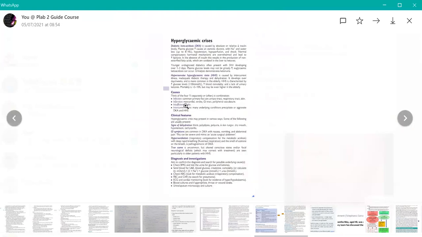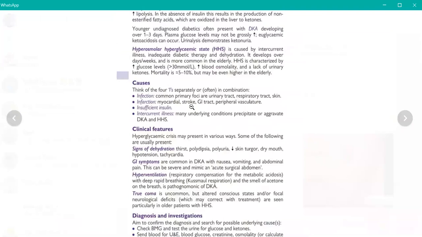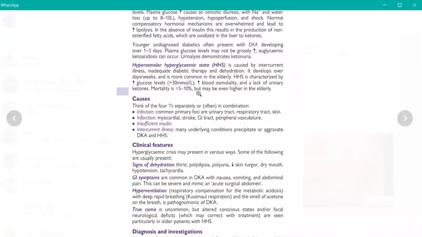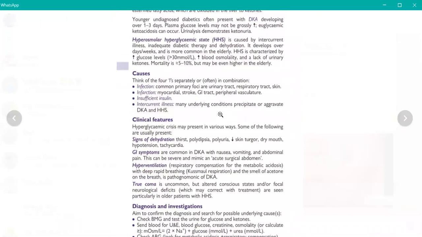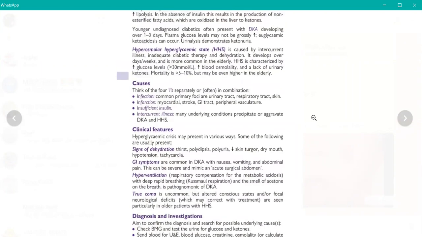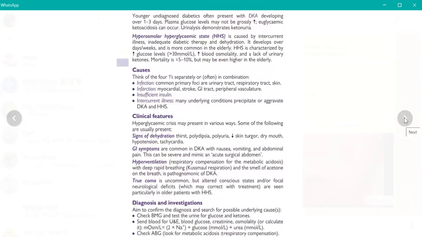So the causes. Also, we need to exclude the causes, like infection, the most common cause. So we'll do a urine test, and especially if they have fever, we need to do urine culture and blood culture. And we'll also do an ECG because myocardial infarction could be one of the reasons. And from the history, we know that they don't take enough insulin, so insufficient insulin could be one of the reasons. And yes, these are the most common causes.